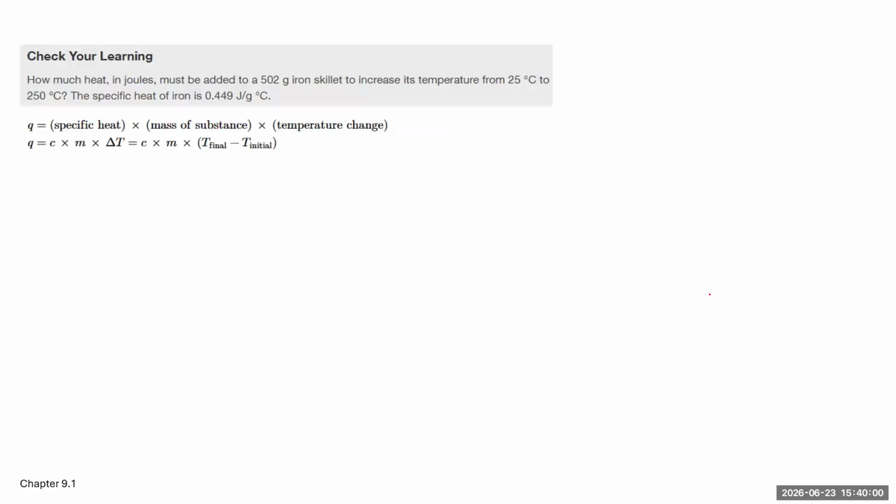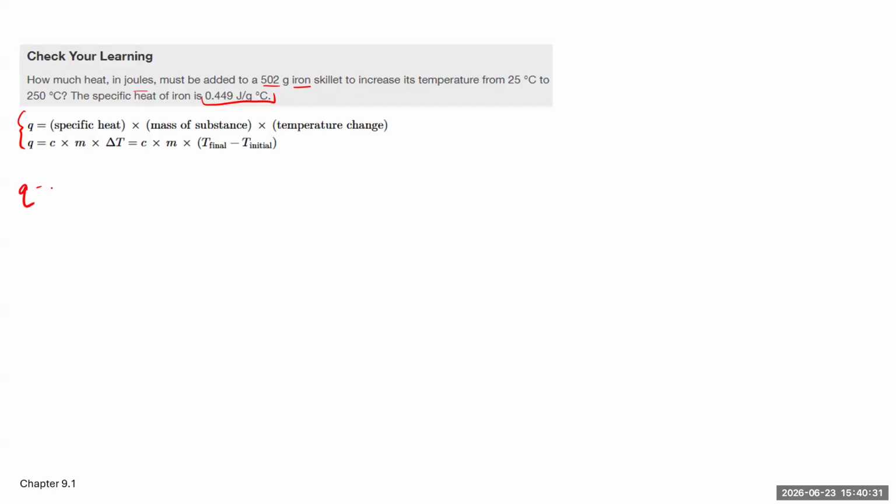Okay, let's now use this equation and try it out. So they're asking how much heat in joules must be added to a 502-gram iron skillet to increase its temperature from 25 to 250 degrees Celsius. So the specific heat of iron is this. So we're just going to use these numbers and identify these different variables, right? So let's try it out.